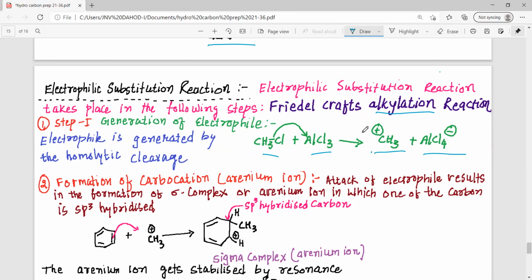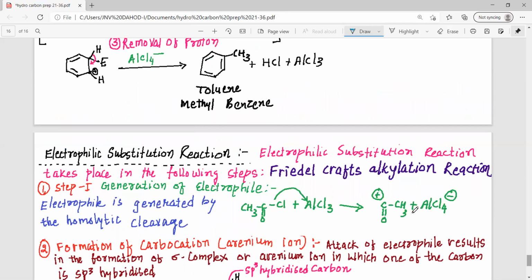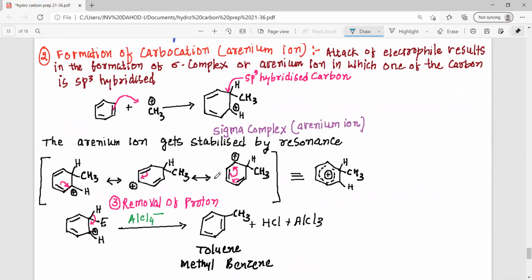This CH3 plus behaves as an electrophile. This CH3 plus attacks on the benzene ring, my dear students. Here you can see that this CH3 plus attacks on the benzene ring, and thus an sp3 hybridized carbon is produced in the benzene ring. That is what we call a sigma complex or arenium ion. This sigma complex or arenium ion is resonance stable, and thus we get the resonance stable sigma complex or arenium ion.